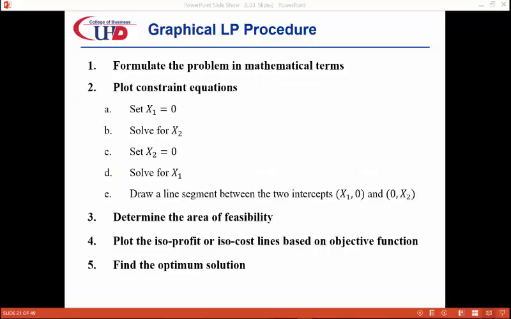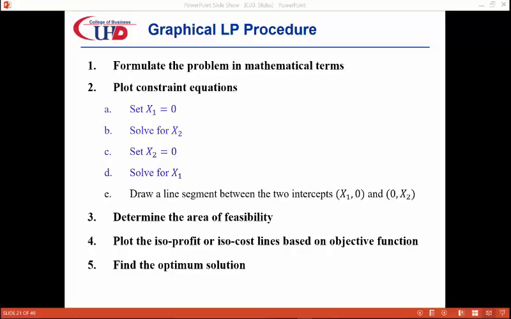Now we can go to step 2. We need to plot the constraints. Here we focus on the resource-driven constraints. The main idea is for each constraint, we need to figure out the intercept on each axis and then draw the line through them. Hence, we should let x1 equal 0 to solve x2 by assuming the resource is completely used up. This determines the intercept on the x2 axis.